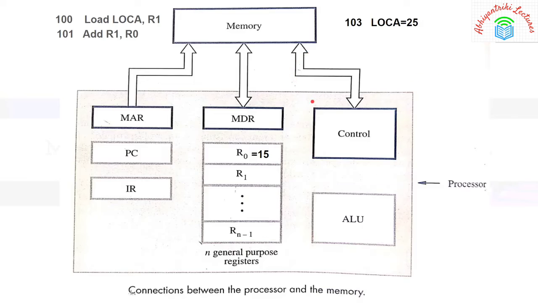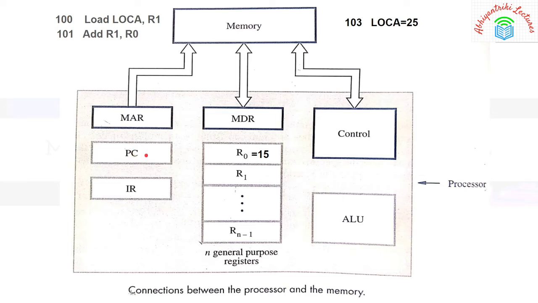Now the processor performs the addition operation. How exactly these instructions get executed, we'll see now. PC holds the address of the next instruction to be executed. The first instruction itself is the next instruction, that is 100, so PC is equal to 100.